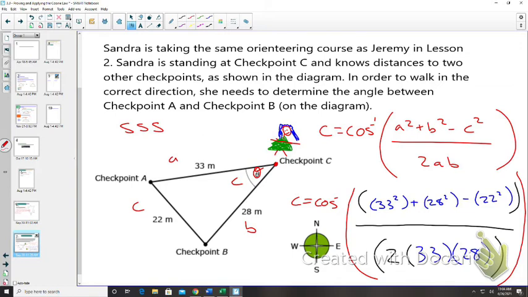So now let's do a bracket for the numerator, and then brackets for everything. So 33 squared, another bracket, closed, plus 28 squared, closed. I did 3 brackets at the beginning. Yeah, that's good. And then minus 22 squared, close.